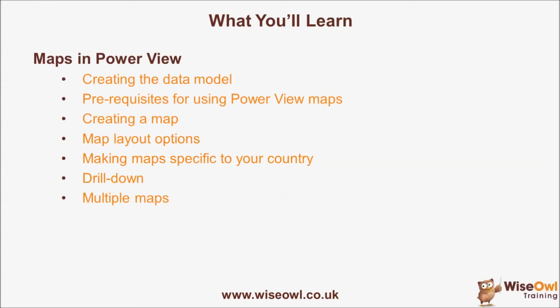We'll begin by looking at creating the data model we need for our example, and then look at some of the prerequisites to use maps within PowerView. We'll then create a map, and then look at how to format it using the map layout options in PowerView. We'll look at how to make maps specific to your country, and then look at how to drill down to show data in more detail, before finally showing multiple maps, which is how you can show horizontal and vertical columns and rows of maps. So let's get started.